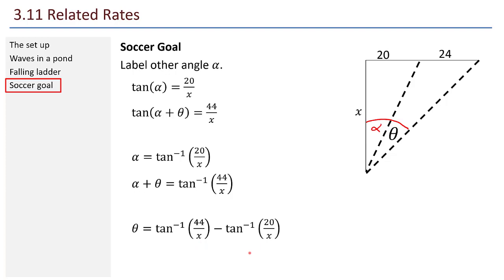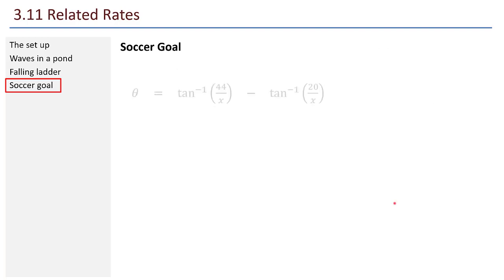That's kind of clever, right? And it's kind of curious. We end up with inverse trig functions in this relation. Now the next step. Now that we've related the quantities, I need to differentiate both sides with respect to t to find out how their rates are related.